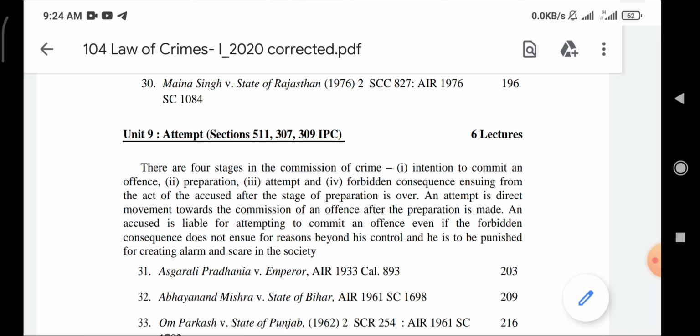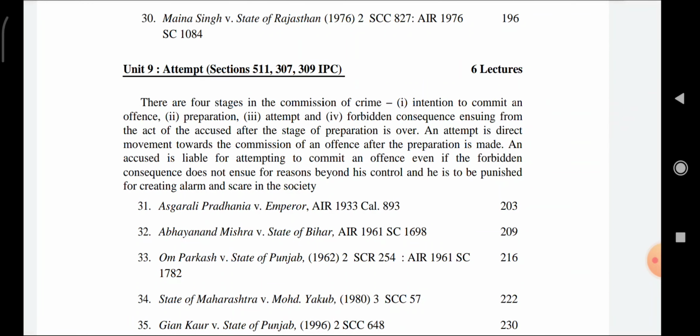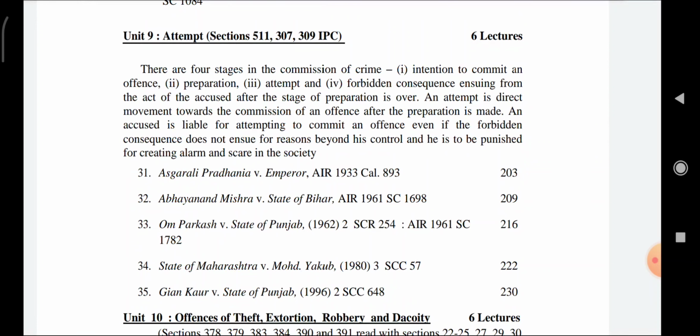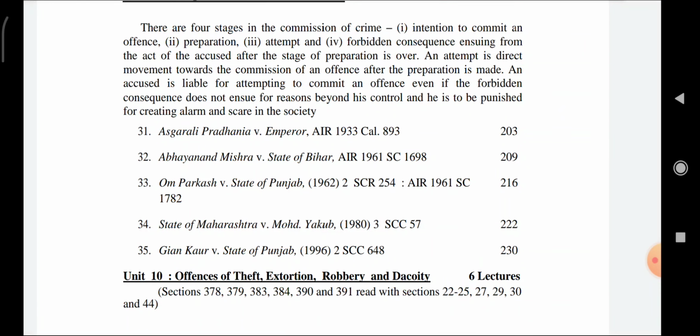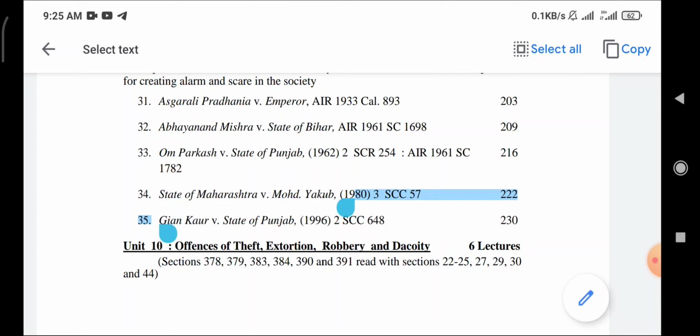Whether the commission of the act is done or not. There are five cases: Asgarali Pradhania versus Temperer, Abhayanand Mishra versus State of Bihar, Om Prakash versus State of Punjab, State of Maharashtra versus Muhammad Yaqub, Gian Kaur versus State of Punjab. I have heard about this case, Gian Kaur.